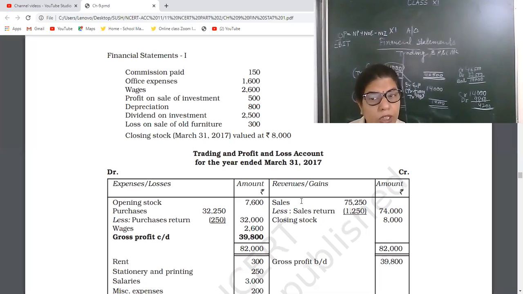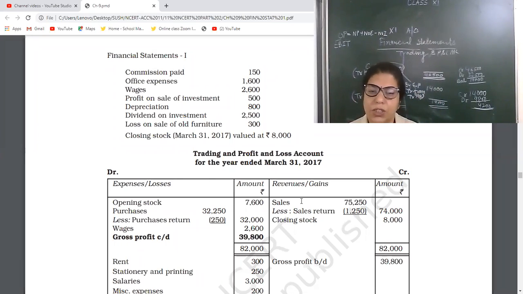The depreciation to be shown in P&L. Dividend on investment. This is also non-operating income. Loss on sale of old furniture. As just now I told you, that is also abnormal. Loss on sale of old furniture, non-operating expenses.